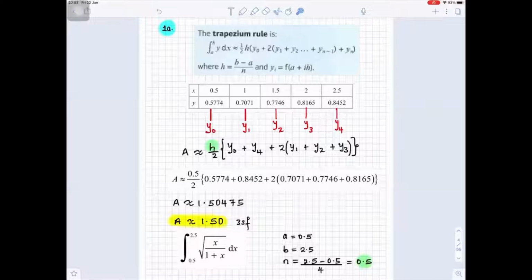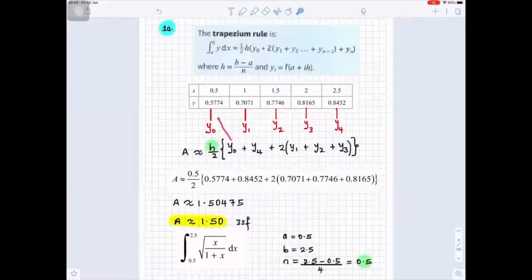So we're going to use the trapezium rule formula. I've put the formula at the top there. We're going to identify the first number y0, y1, y2, y3, y4. And we're going to use the trapezium formula where we would have h divided by 2 and curly brackets y0 plus y4 plus 2 times y1 plus y2 plus y3.